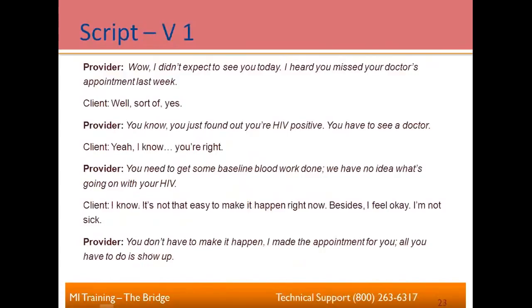Having said that, before we go to the final couple of slides, I want to go backward a minute to version one. If you look at that first line, "Wow, I didn't expect to see you today. I hear you missed your doctor's appointment last week." If somebody said that to you and you were the client, how do you think you might feel? Throw that out to the typist, and we can look at what your reactions might be. Again, if somebody said that to you and you were the client, how do you think you might feel?